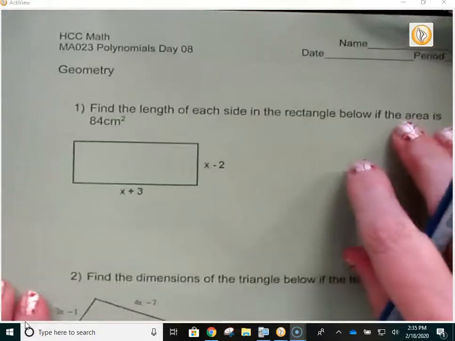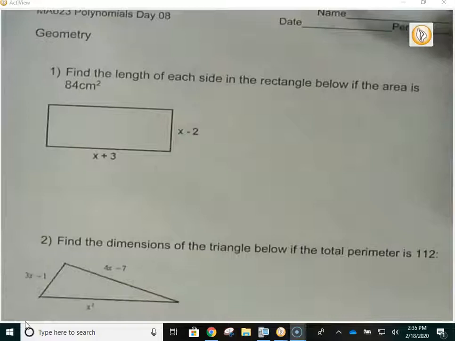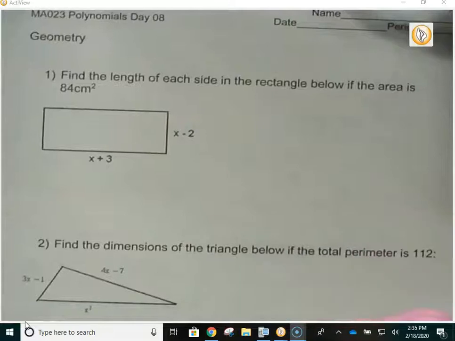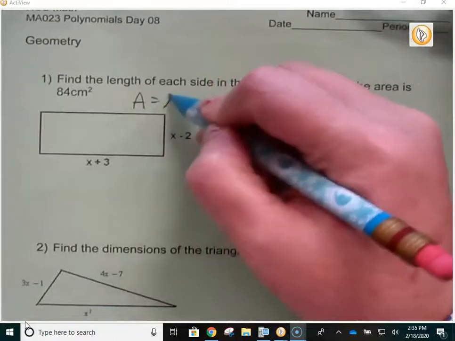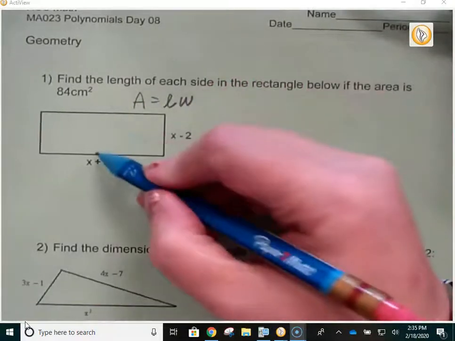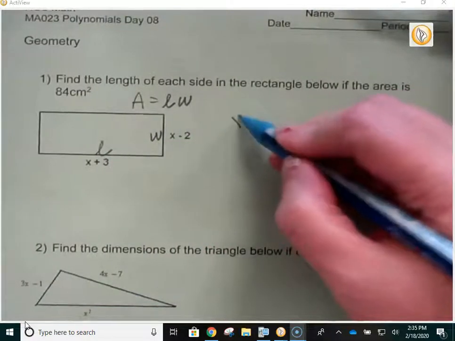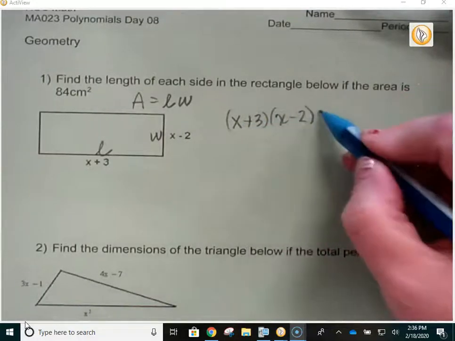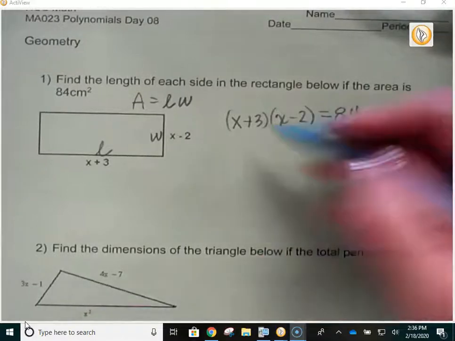So let's set up number 1. This is geometry. Geometry makes people cry. It says find the length of each side of the rectangle if the area is 84. So to find area of a rectangle, that's length times width. So one of these is our length, one of these is our width. We're going to multiply those together. And that should equal our area, which is 84. So now you do the math. So you FOIL.